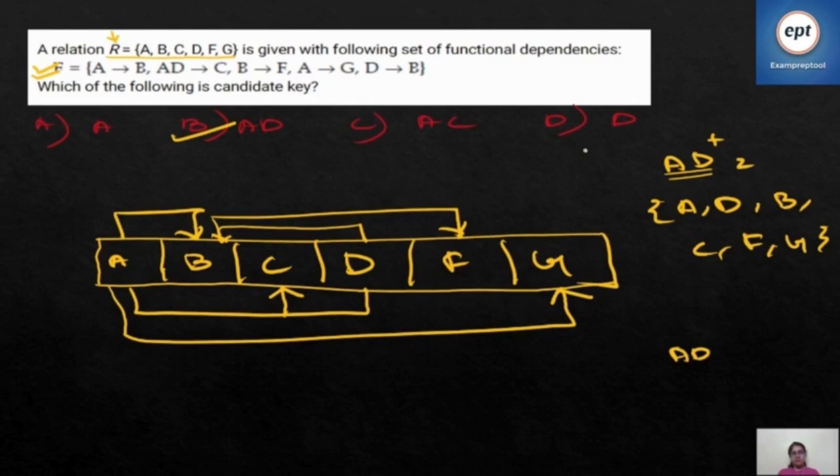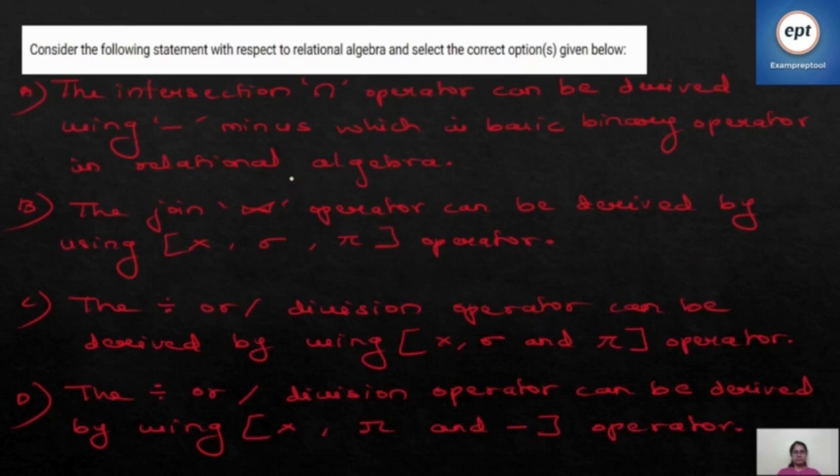So from this method we learned how to calculate the candidate key. Our option B is correct. Let's move to the next question. So this is the question.